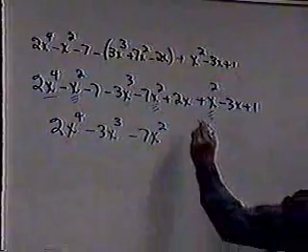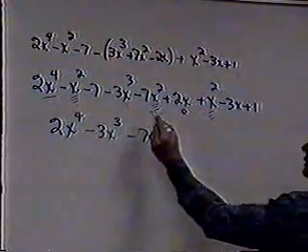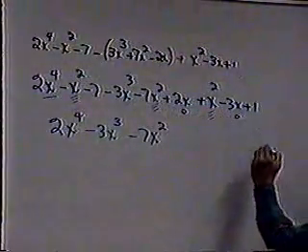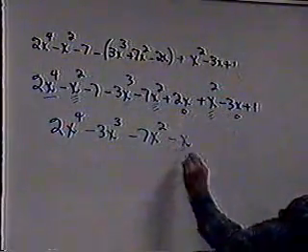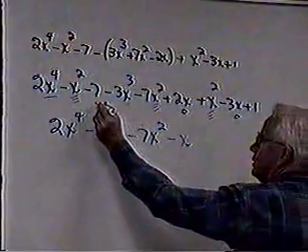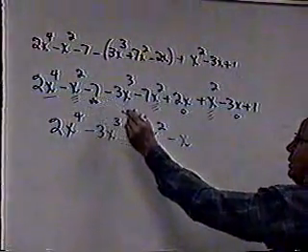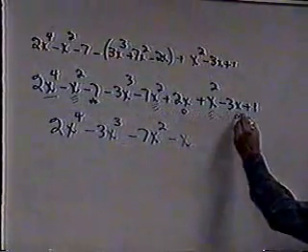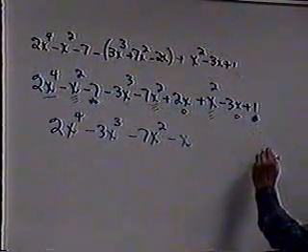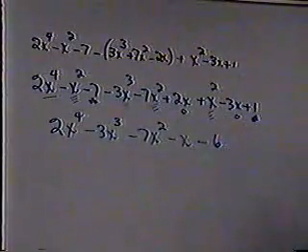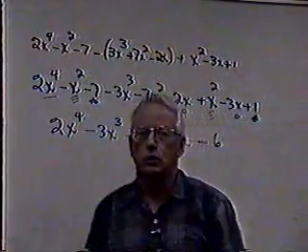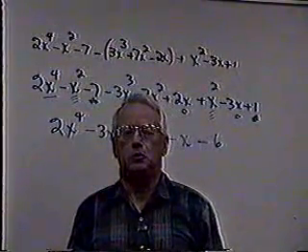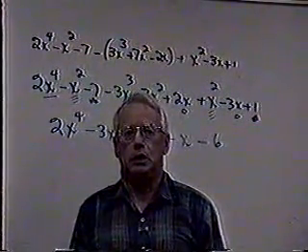Okay, let's see x's. Now let's look for x's. We have x's, x's, x's. Okay. So we have 2 of those. Minus 3 is a minus 1 of those. All right. Then we look for numbers. There's a minus 7 and a plus 1. So that's a minus 6. And so that's our final answer. This concludes then the tape on polynomials, addition and subtraction.